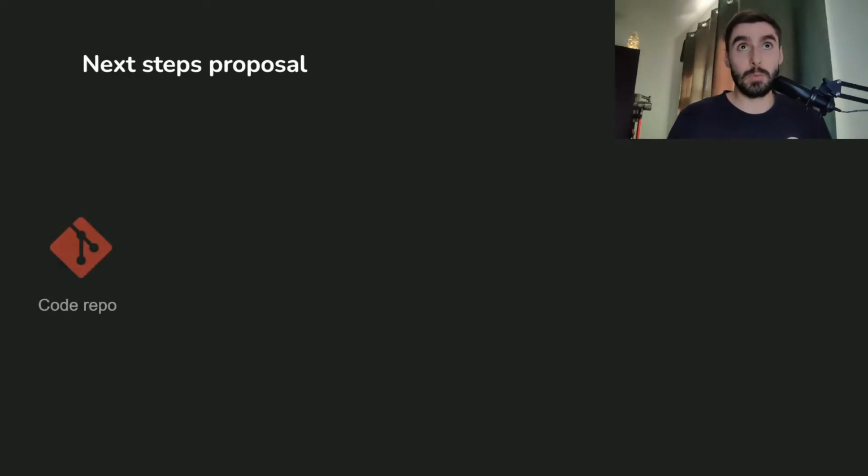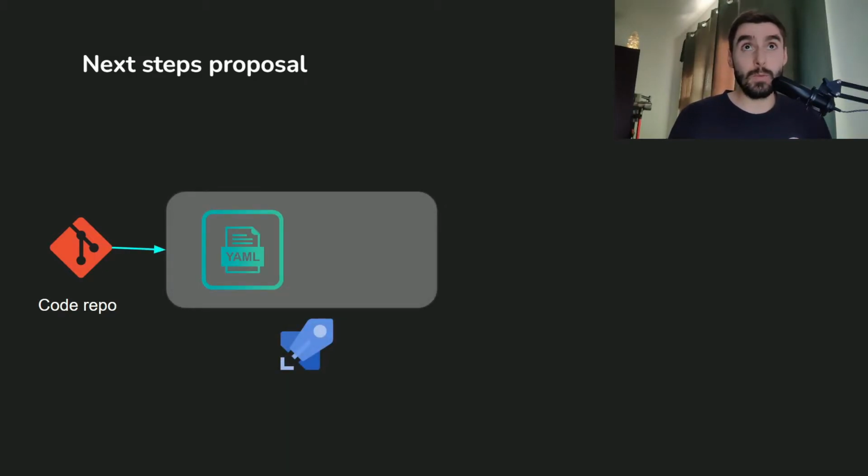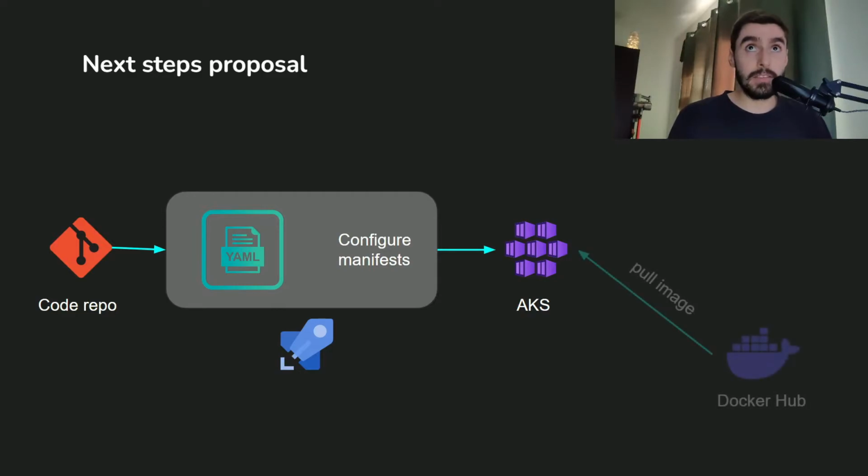Okay, this is the next steps proposal. We're also going to start from the code repository with a pipeline. The purpose of that pipeline would be to have a set of YAML manifests, which get configured in the pipeline with the right Docker image and the right information about the resources we're trying to deploy. These will be Kubernetes YAML manifests for services, deployments, pods, the stuff we learned about in the Kubernetes tutorial series. These are going to get applied onto the AKS cluster's API, and the AKS cluster will pull the images from Docker Hub and run the applications for us. So all we need to do now is put all of this into action.